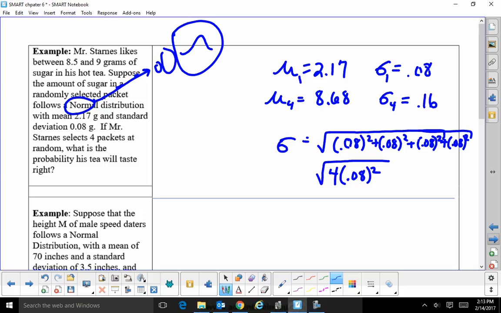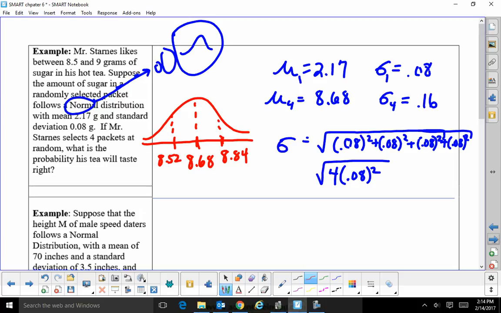So now let's actually get back to the fun part of the problem. It says, what is the probability that this tea will taste just right? So we're going to go back to this normal distribution. And we said we have a mean of 8.68 and our standard deviation is 0.16. So that would take me up to 8.84 and back to 8.52. And he wants it to be between what? 8.5 and 9? Looks like we're going to get a pretty big probability. It looks like he's going to usually be happy.